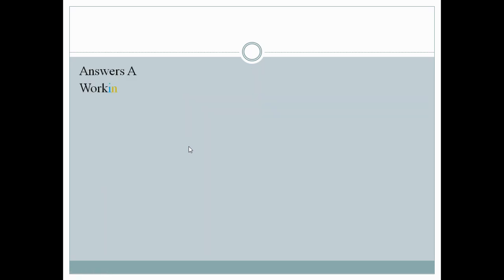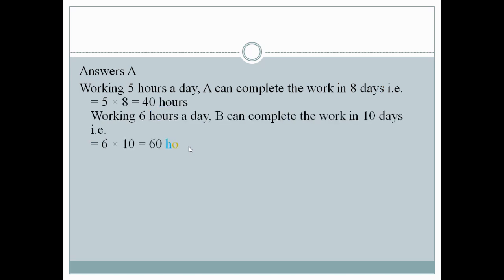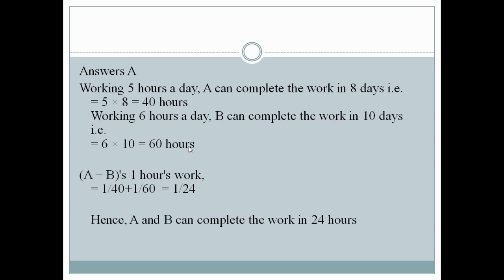How is it? Working 5 hours a day, they can complete the work in 8 days, means total number of hours is 5 into 8, 40 hours, which is taken by A to complete the work. Same way, working 6 hours a day, we complete the work in 10 days, which means we take 6 into 10, 60 hours to complete the work. So 1 hour work of A and B. So A plus B's 1 hour work is 1 by 40 plus 1 by 60, that is equal to 1 by 24. So A plus B together can finish the work in 24 hours.